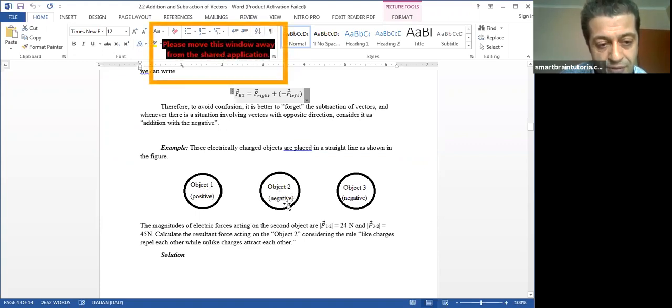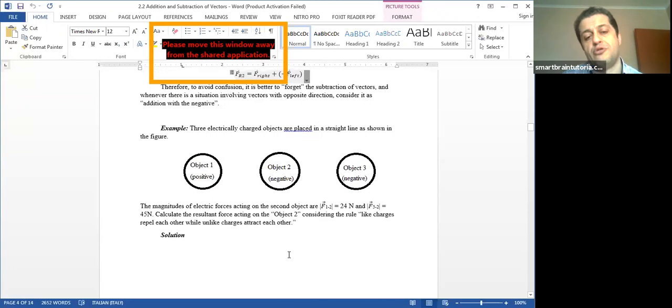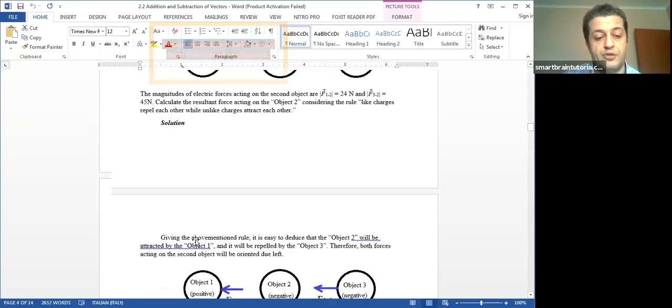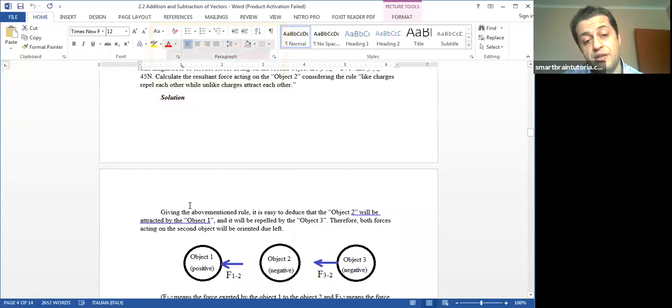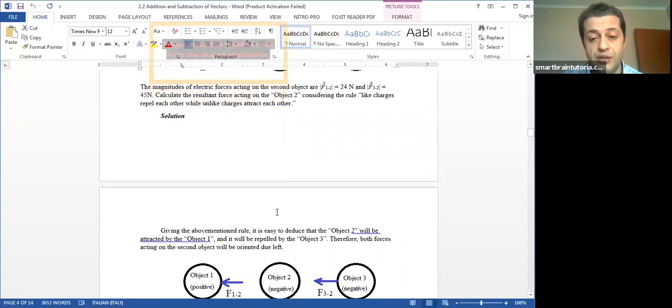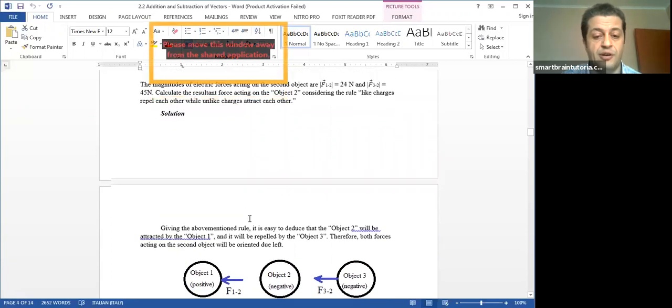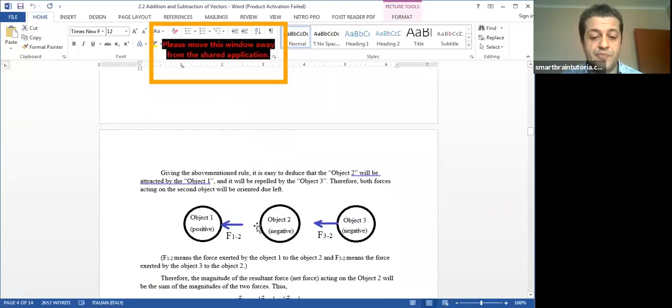What happens with that? Considering the rule, like charges repel each other while unlike charges attract each other. Let's see the solution. The magnitudes of electric forces acting on the second object are 24 and 45. Given the above mentioned rule that like charges repel each other and unlike charges attract each other, we have this figure, because this is positive and negative.